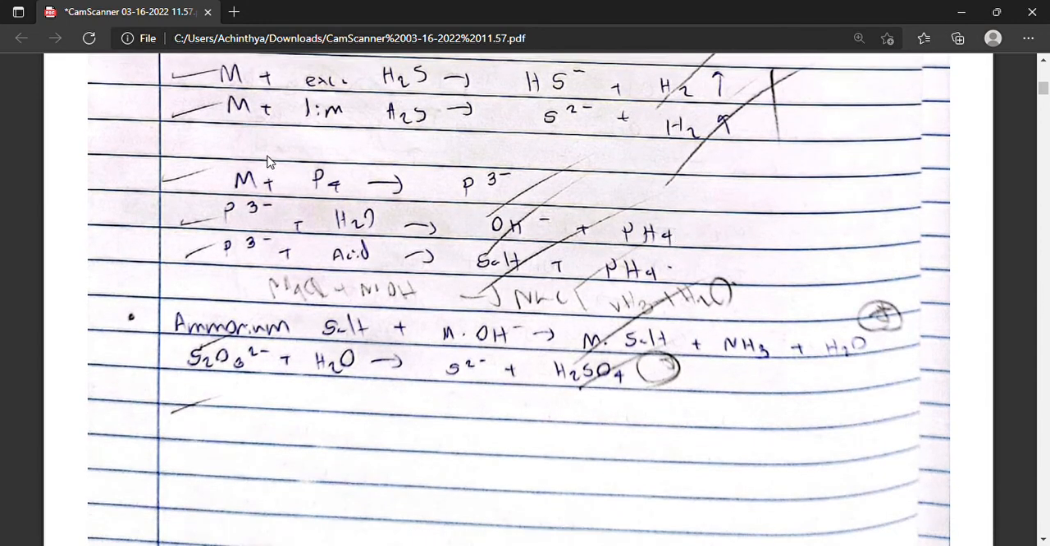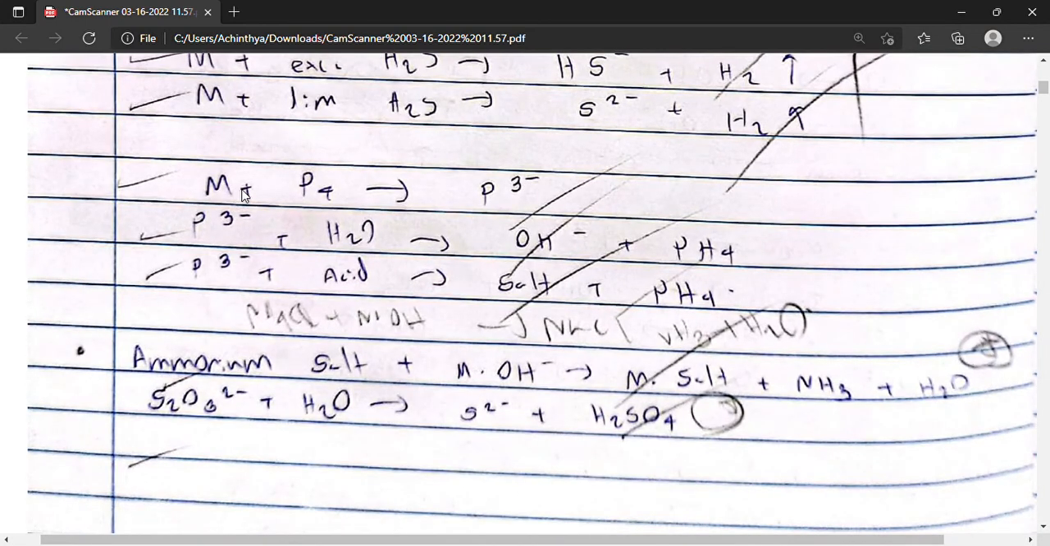If we were to react a metal with phosphorus, we will get the metal phosphide. If we were to react the metal phosphide with water, we will get the metal hydroxide and this gas PH3 known as phosphine. If we were to react the metal phosphide with an acid, we will get the metal salt and evolve phosphine.